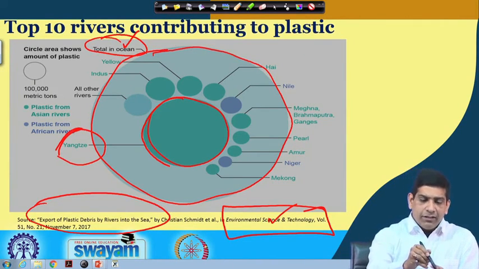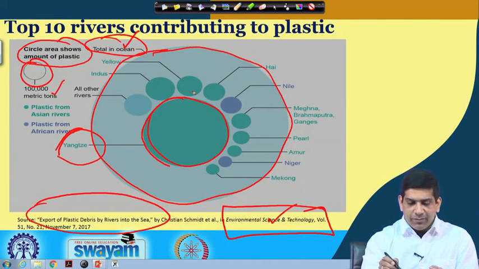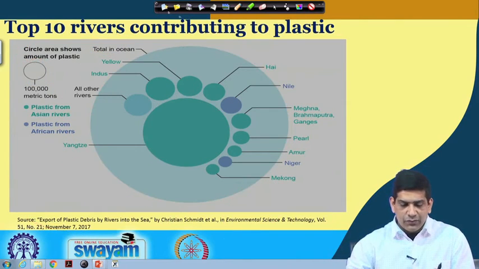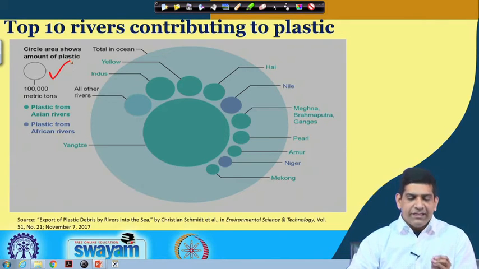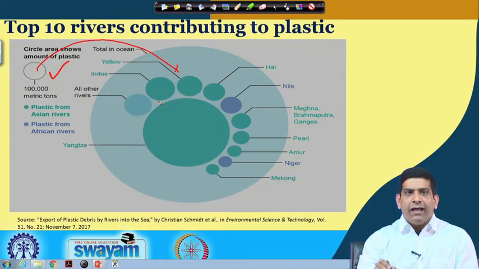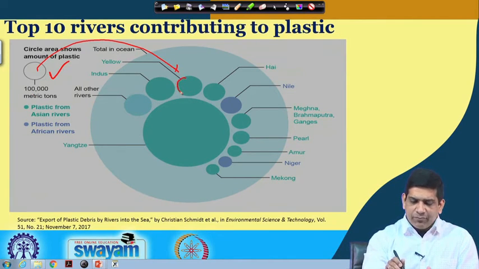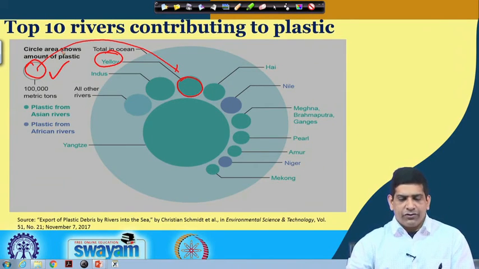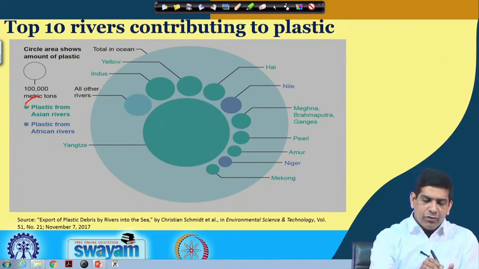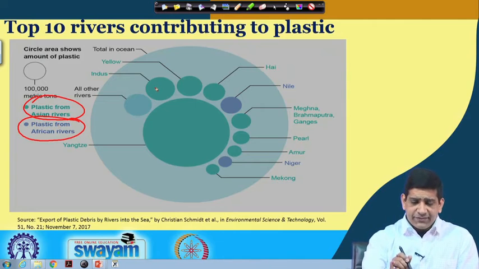Now for scale, the circle area shows the amount of plastic, and this particular size of circle means 100,000 metric tons. This circle is similar to what is showing up for the Yellow River here, so that shows close to 100,000 metric tons. If you take this circle and put it on the individual circles here, you get an idea of how they compare to this size, whether it's more than 100,000 or less, and how much more or how much less. This is the Yellow River, which is again one of the Asian rivers. Some of the Asian rivers are listed in greenish color, and the African rivers are in blue color. So out of the top 10 rivers, we have the Indus River.